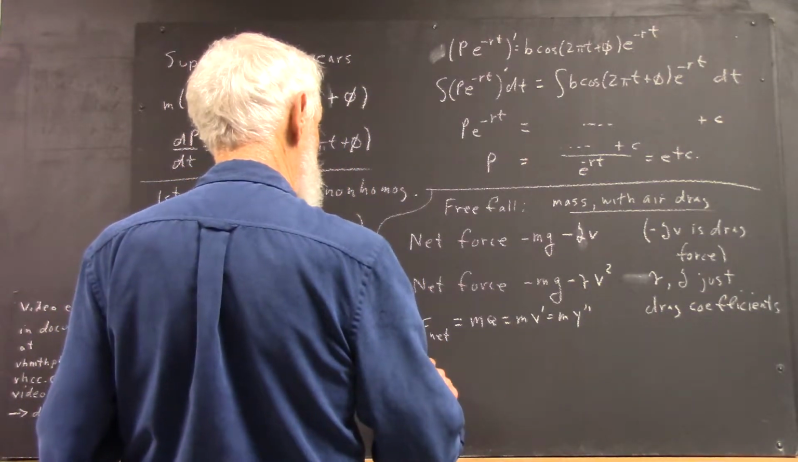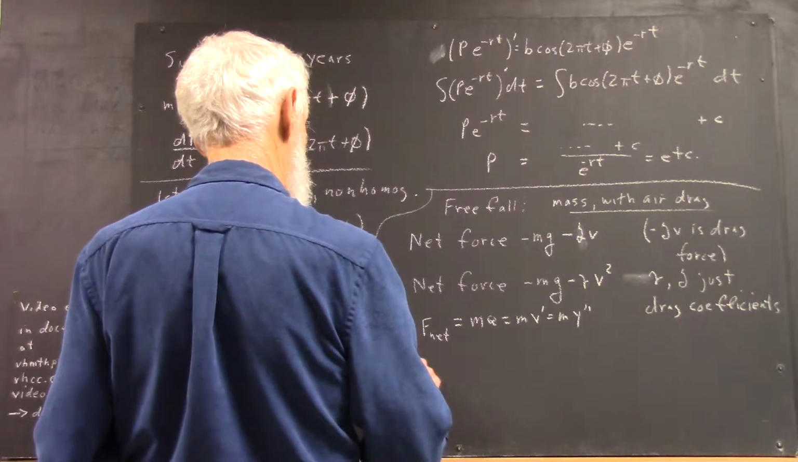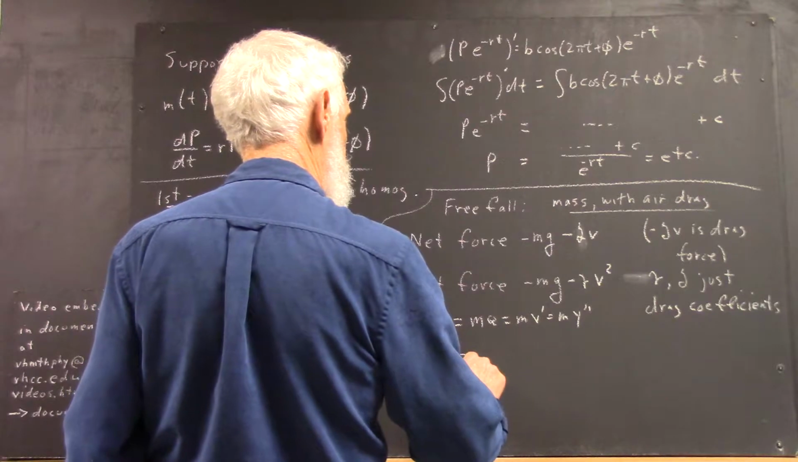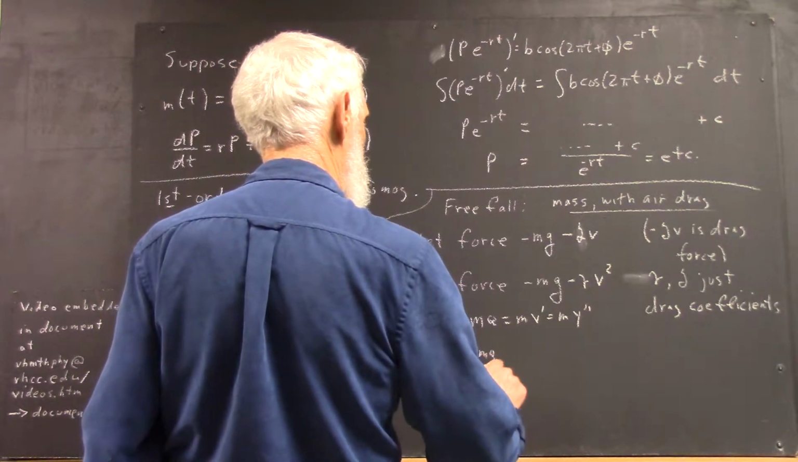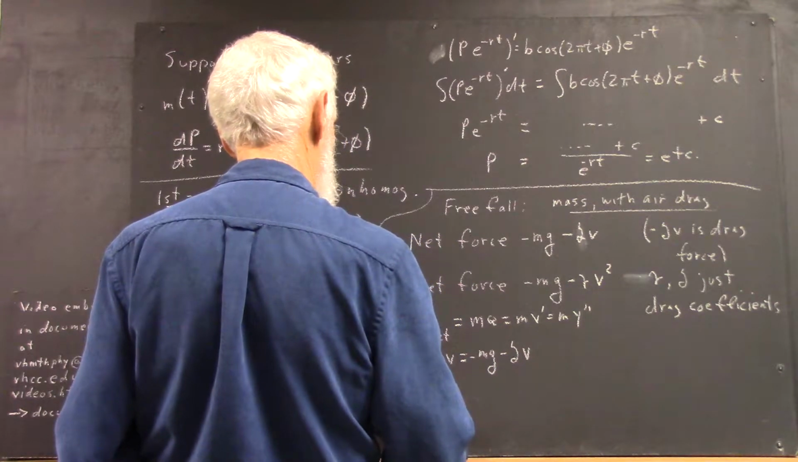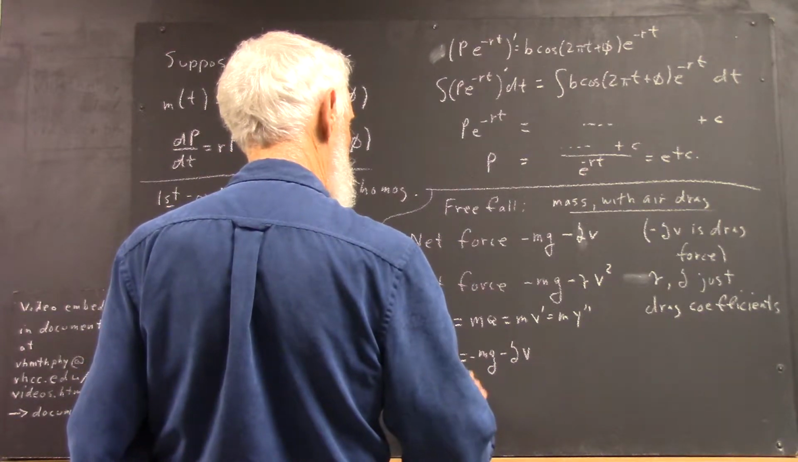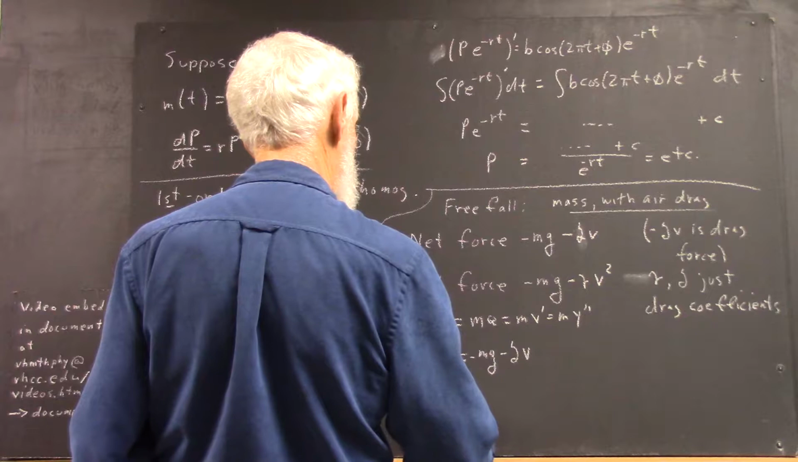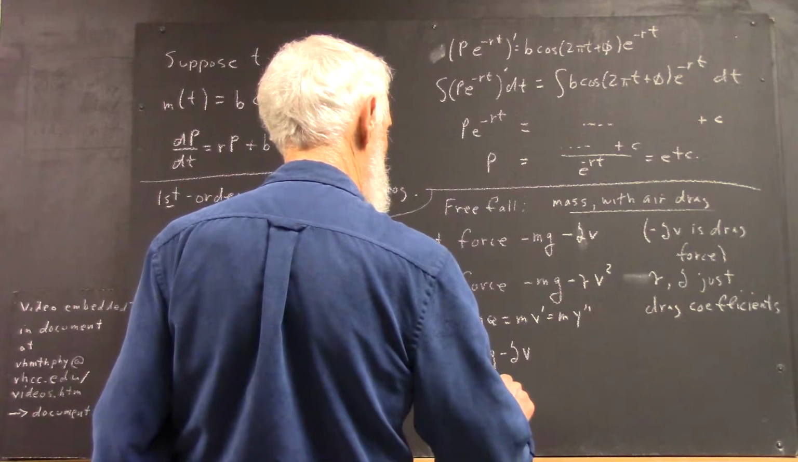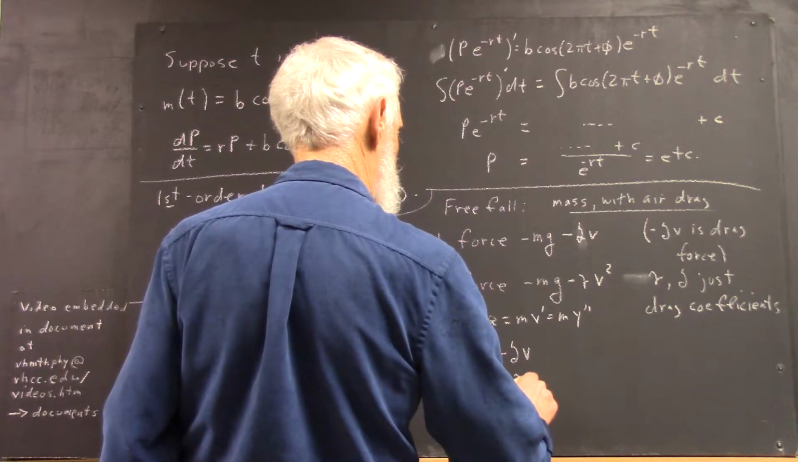Okay, so anyhow, we have mv prime equals negative mg minus delta v, and mv prime equals negative mg minus gamma v squared.